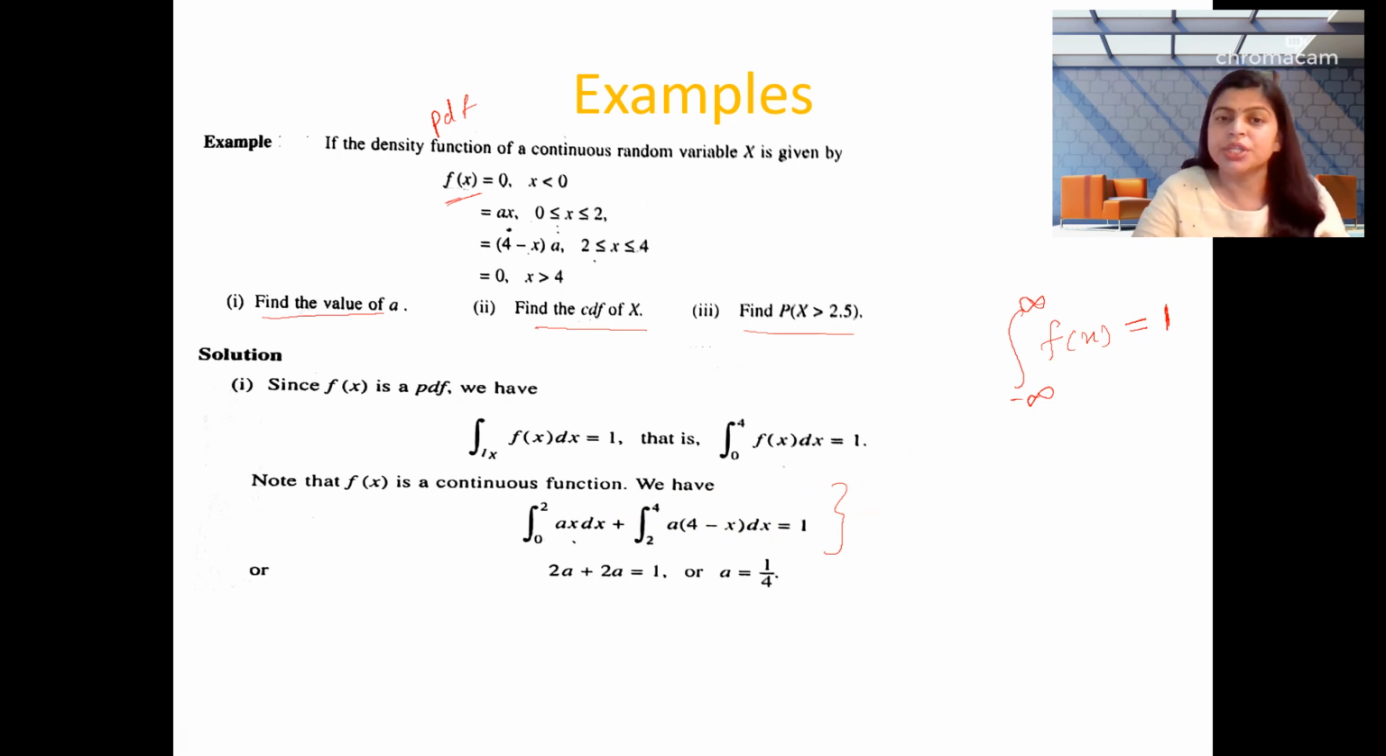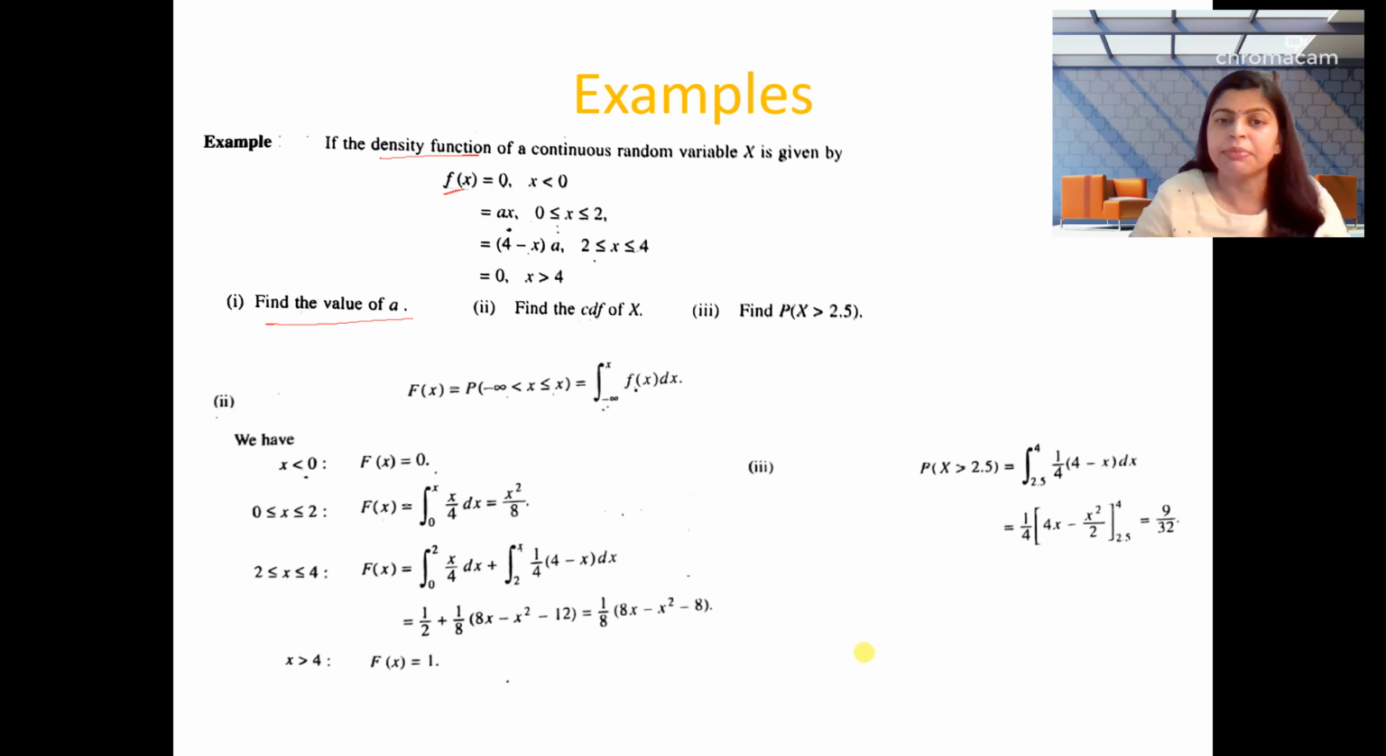Now the second question is find the CDF. So that means for CDF, I just told you that this is the definition, okay, and CDF is given by using this formula. Fine. So here we are given, we will write from, this is x less than 0. So we will again use the same interval.